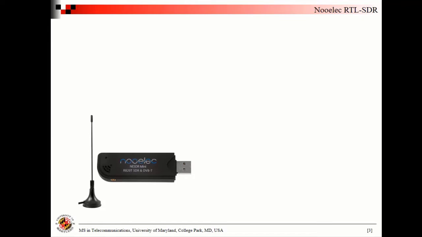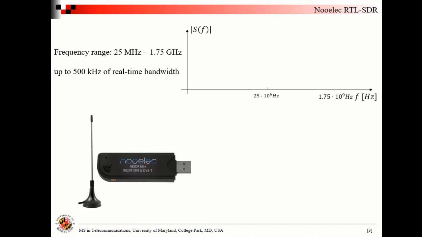For the mini SDR that I got, it turns out that the frequency range that this little SDR will work on is about 25 megahertz to about 1.75 gigahertz with a real-time bandwidth of 500 kilohertz. And what that means is that if I look at the spectrum over which this software-defined radio will work, I can work with any kind of signal that has a bandwidth equal to or less than 500 kilohertz, and it can have a carrier anywhere from 25 megahertz to 1.75 gigahertz.